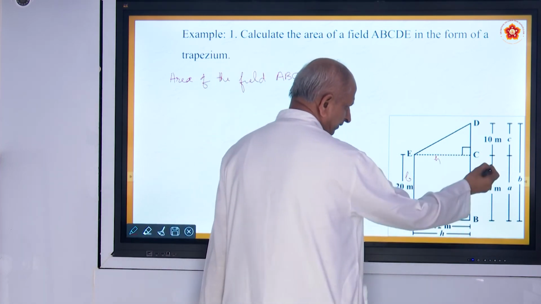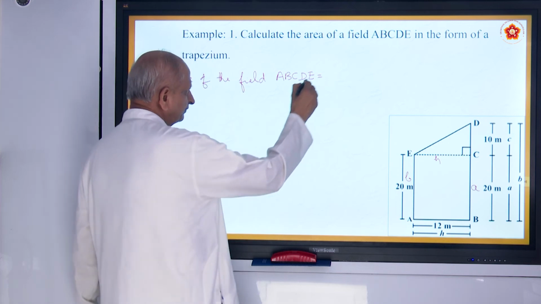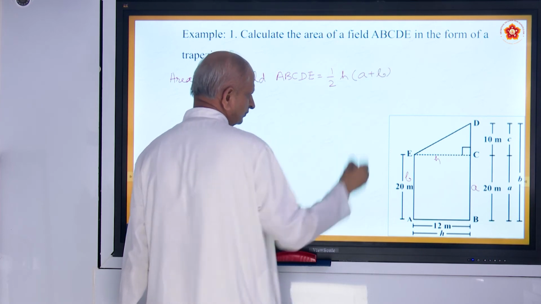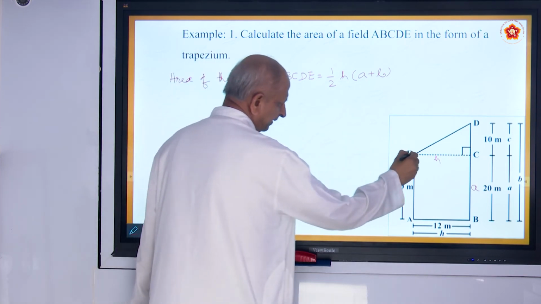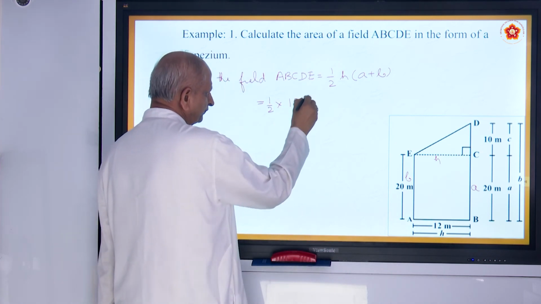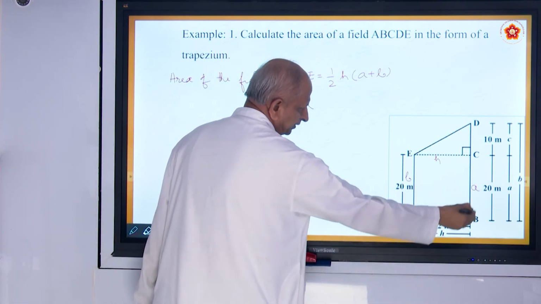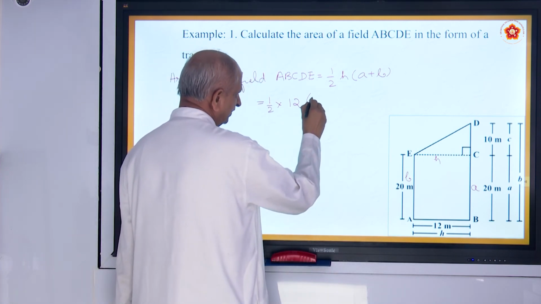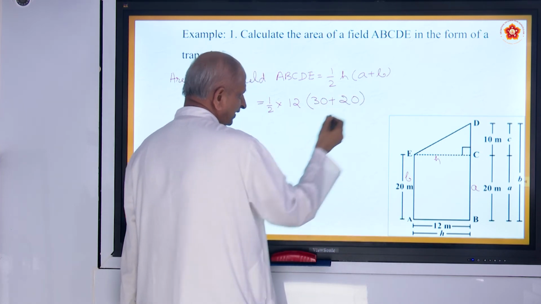This is 20 here plus 10, 20 plus 10, how much? 30. So, half of H into A plus B, and half of, what is H? H is nothing but perpendicular distance, that is given to be 12, into A plus B. This is A from BD, 20 plus 10 is 30, plus B 20, that's all. Understood?